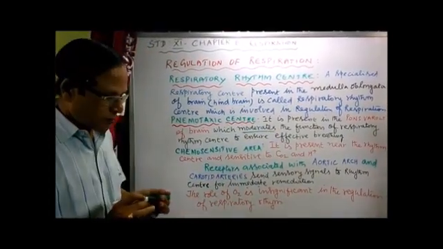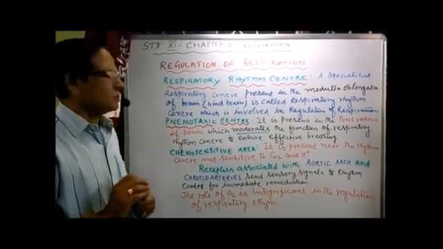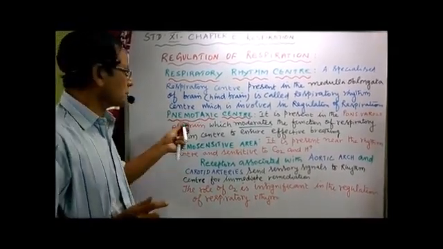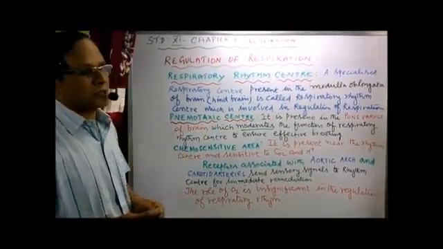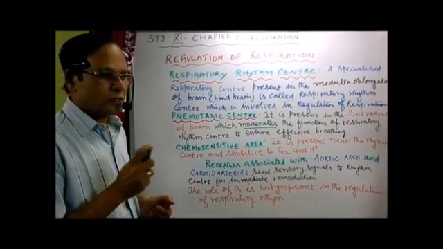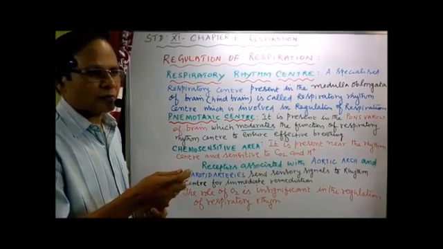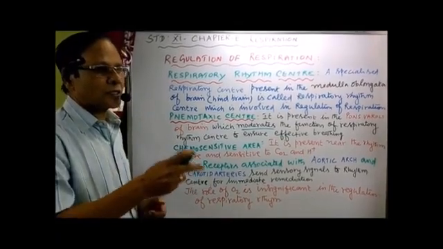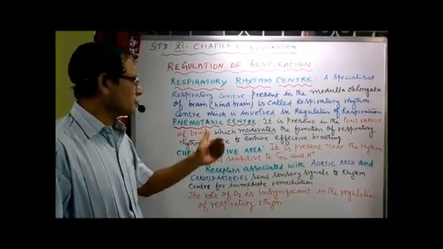Both the inspiratory center and expiratory center are present together as the respiratory rhythm center, and their functions are moderated by the pneumotaxic center. It is present in the pons varolii and moderates the function of the respiratory rhythm center. Coordination: for example, when expiration is there, there is no inspiration. When inspiration is there, it is carried to the inspiratory center, which then sends impulses to the pneumotaxic center, which stops inspiration and stimulates the expiration process. That's why it modifies the function of the respiratory rhythm center to ensure effective breathing.